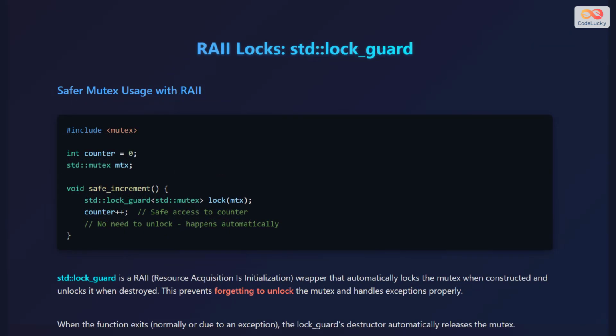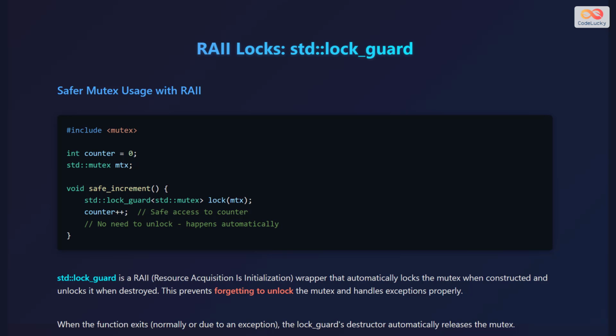Let's explore a safer way to use mutexes with resource acquisition as initialization, or RAII locks. Here's an example using std::lock_guard. An integer variable counter is initialized to 0, and a std::mutex variable mtx is declared. The safe increment function uses std::lock_guard with the mutex to protect the counter.